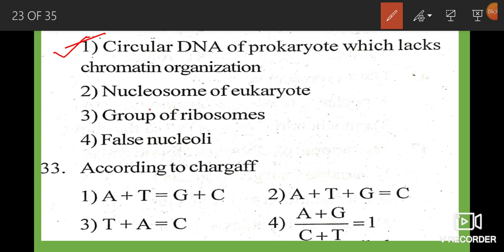Question number 33. According to Chargaff's ratio, first option is A plus T equal to G plus T. Second option, A plus T plus G is equal to C. Third, T plus A equal to C. Fourth option, A plus G divided by C plus T equal to 1. So the fourth one is the right option. The ratio of A plus G to C plus T is equal to 1.